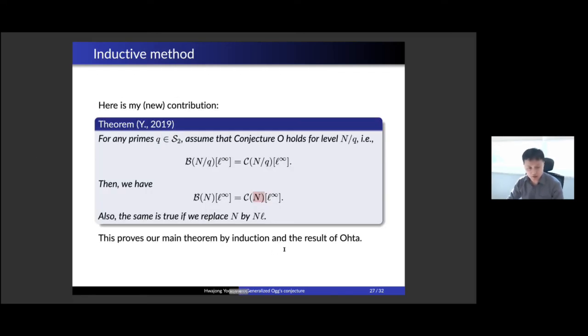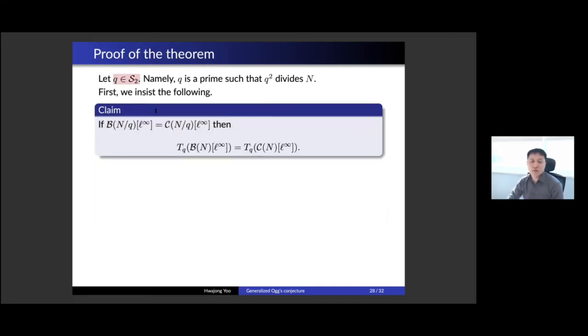And the proof is not so difficult. Let Q in S_2, so Q is a prime such that Q squared divides n. And first, we insist on the following. If these two groups are equal in the lower level, then in level n, after the operator T_Q, these two groups are equal. So first assume this claim is true.